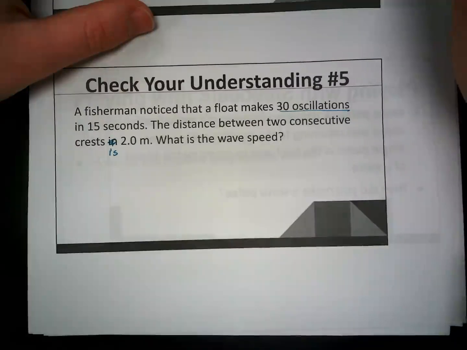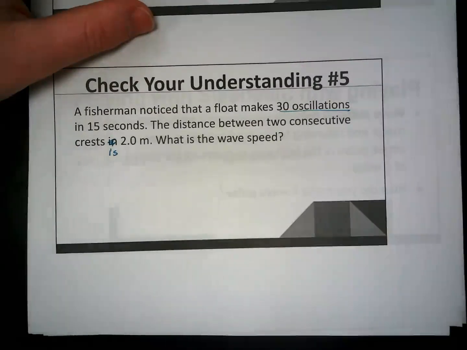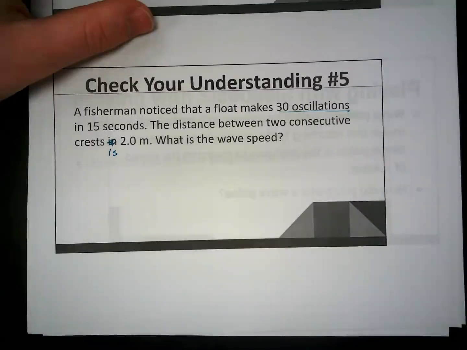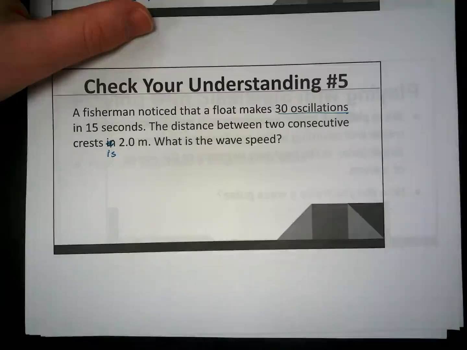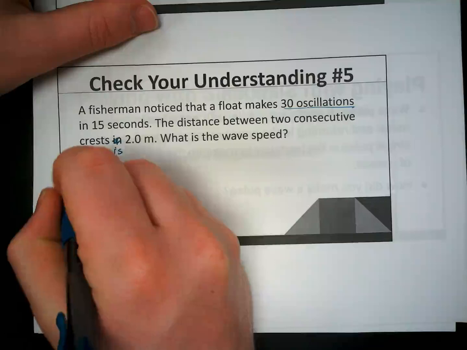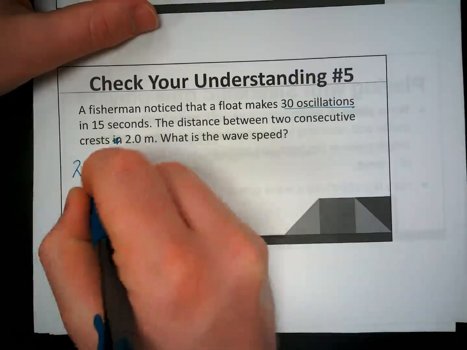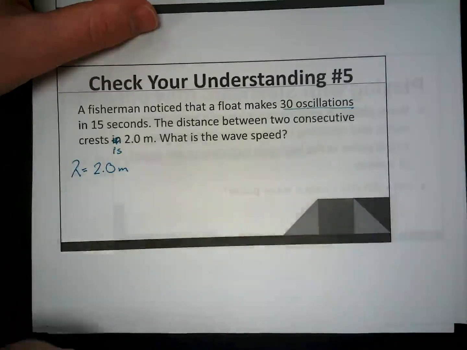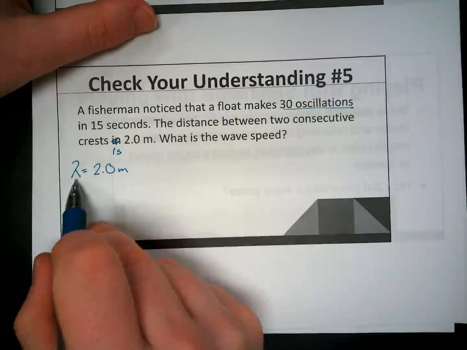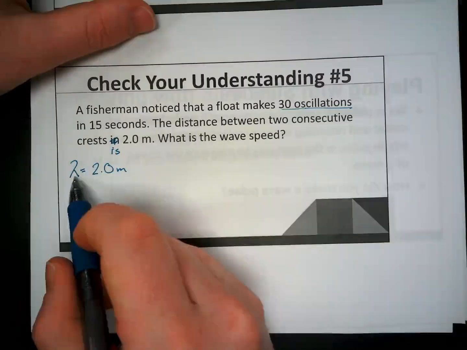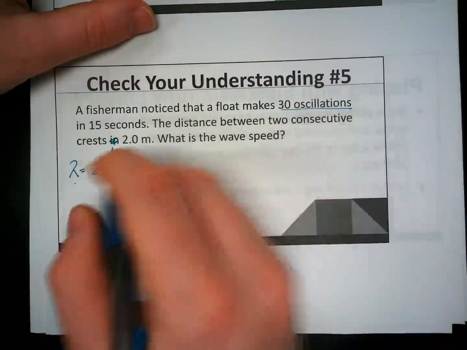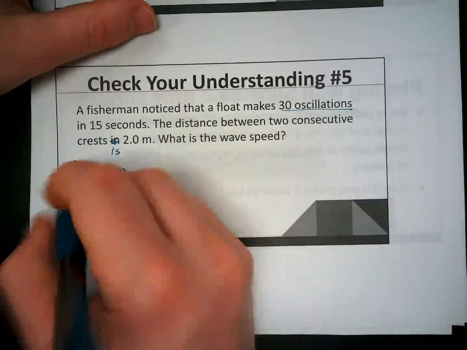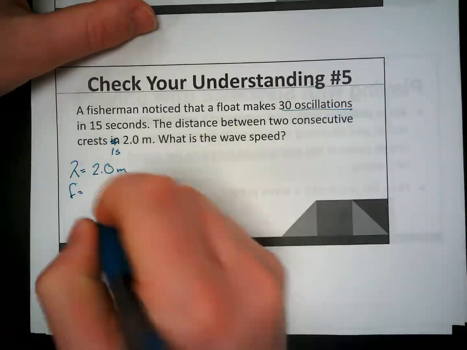And then here it says that we have a distance between 2 consecutive crests, which would be our wavelength, is 2 meters, and it's asking for wave speed, its velocity. So we've got the wavelength, our lambda, 2 meters. Okay, that's what this little symbol is. It's lambda. Okay, this is a symbol indicating wavelength. Our wavelength is 2 meters. We've got this weird thing here, 30 oscillations per every 15 seconds.